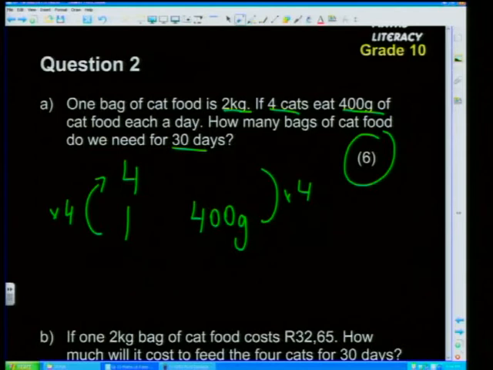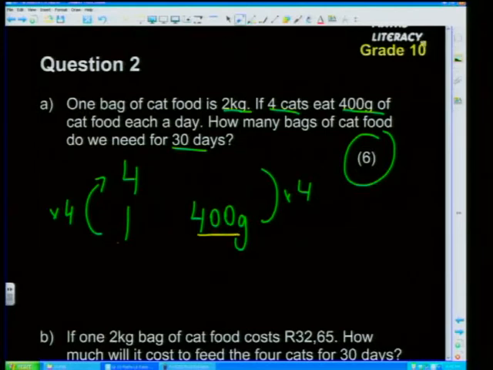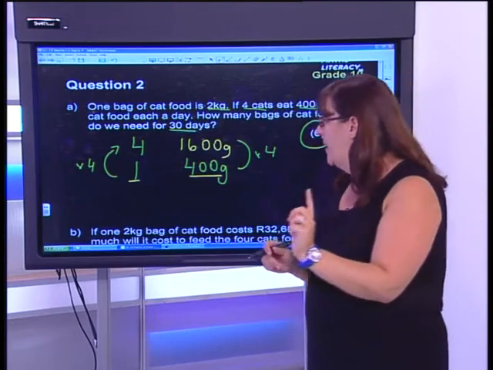Can you see that I had a ratio? Maybe I should try some different colors. Right, we had our 400 grams was for 1 cat. And now we're looking at, I'll just underline it, 4 cats. I'm going to times it by 4, and we get 1,600 grams of cat food. So that is the amount of cat food that we need per day.